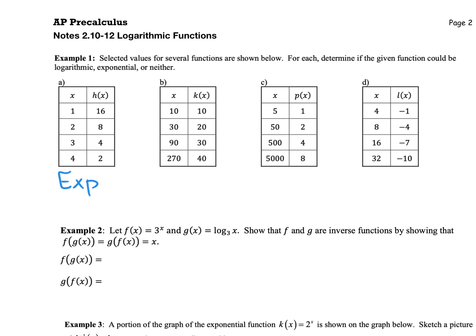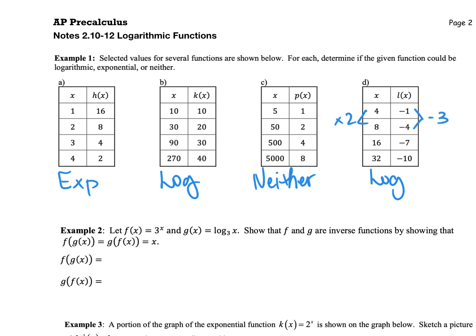All right, what about B? Logarithmic. If we look at the x's, we are multiplying by 3. The y's, we are adding 10. All right. What about C? It's neither one. So it looks like on the x's, we're multiplying by 10, and on the y's, we're multiplying by 2. That's neither one of our characteristics, so it's neither. And then what about the last one? It's logarithmic. If we look, we're multiplying by 2. And what are we doing over here?